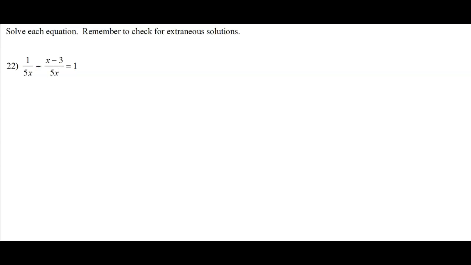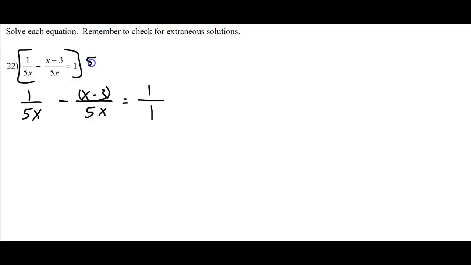All right, let's go ahead and take a look at number 22. Pretty similar question, pretty similar. We're going to start by this 1 over 1 here. And I'm going to multiply everything by 5x because I want to clear that denominator out, just like I did on number 20. So 5x here, 5x here, and 5x here. Now in these places it cancels, and it leaves us with 1 minus 3 equals 5x.